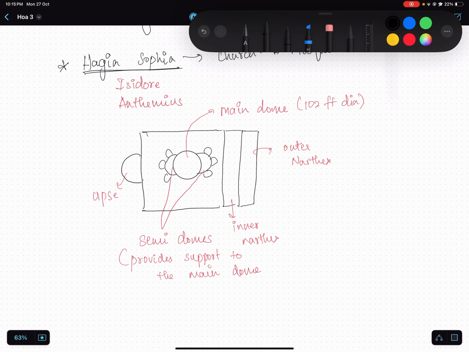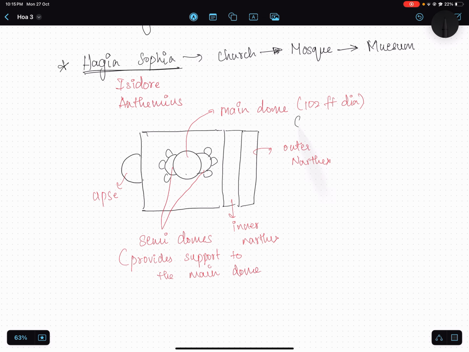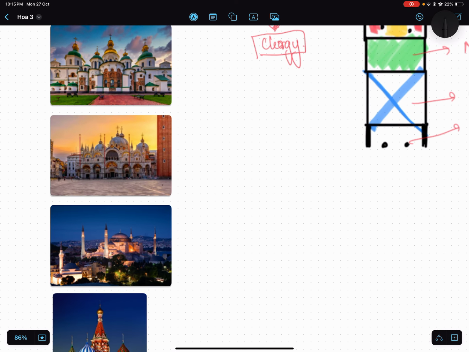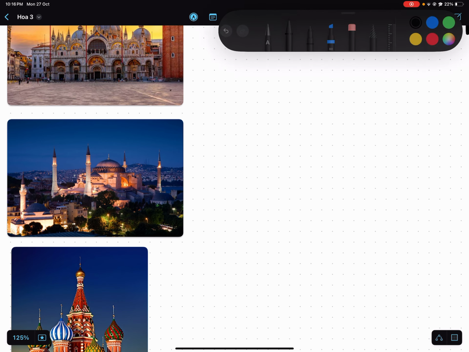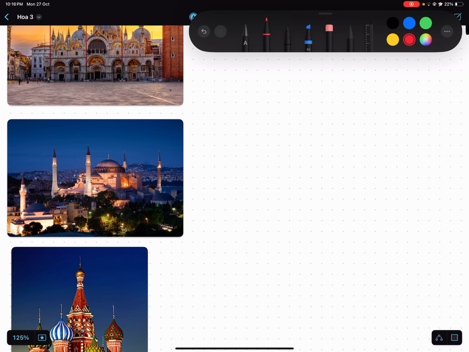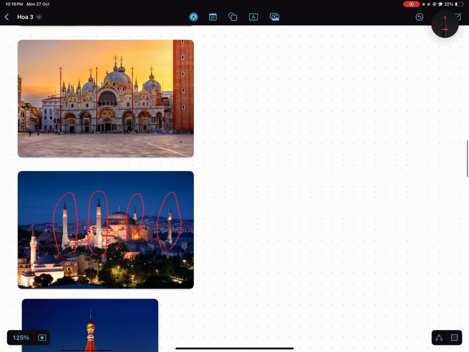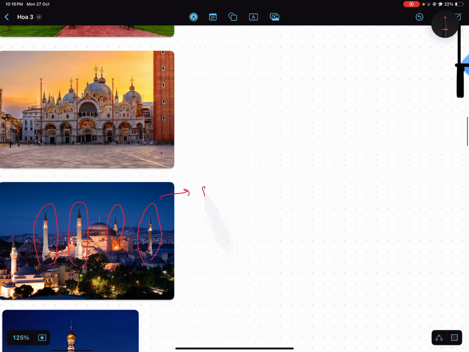And the main dome was supported on pendentives. And that's about Hagia Sophia. Let's see some images. So this is your Hagia Sophia, and before it was converted into a mosque, when it was captured by the Ottoman Turks, they constructed 4 minarets around it. So this is Hagia Sophia.